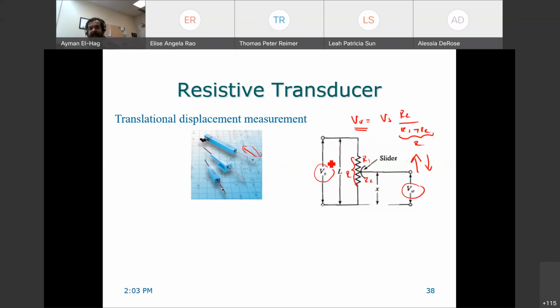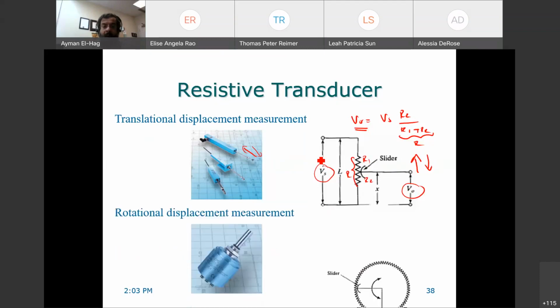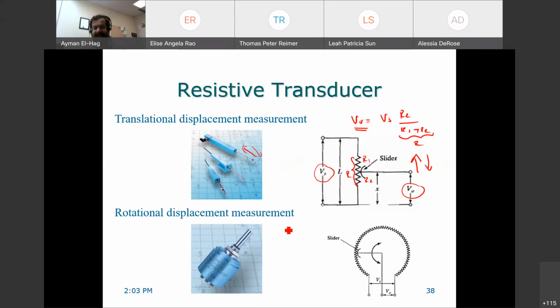So again here, the force is converted to a change in resistance that is converted to a change in voltage. And then you have to do the calibration so that you will know how much force has been applied. Or if your force is rotational, we have exactly the same thing, but the slider now will rotate. Instead of a linear motion, it will be a rotational motion, but it's exactly the same thing.